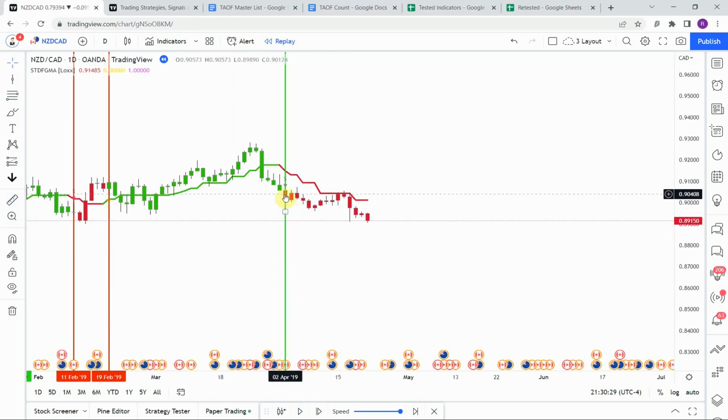All right, we then pick up a short right here, and we were able to get a nice push to the downside there, and that one did come down and get us to our take profit. Let's go ahead and continue on.